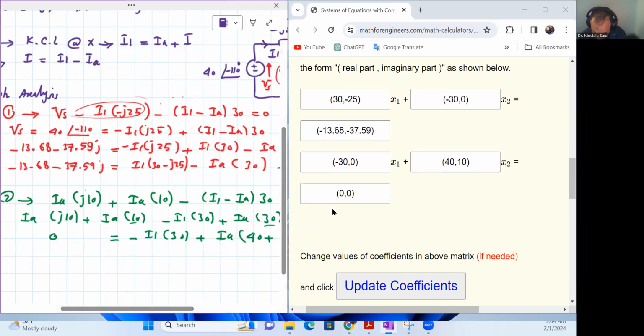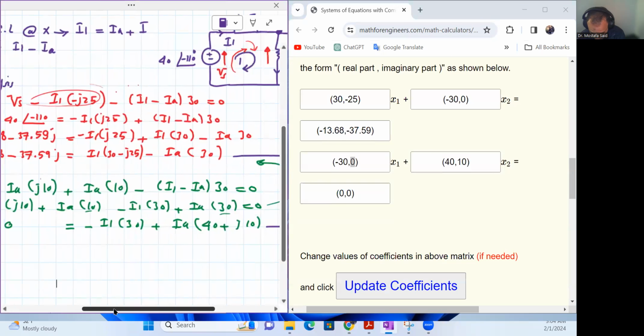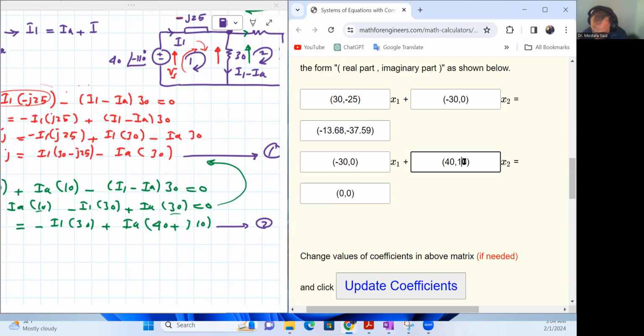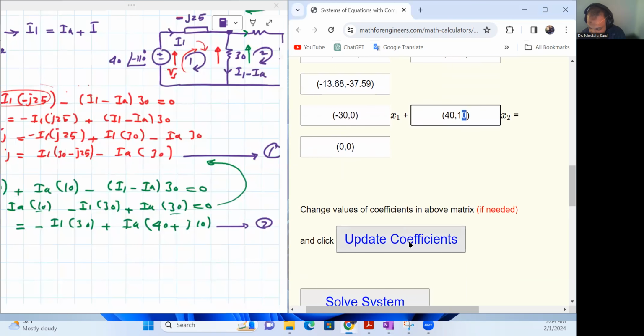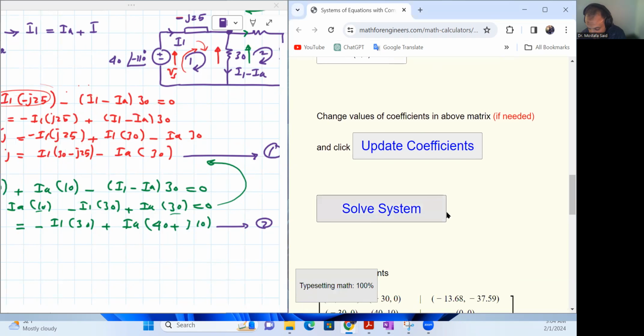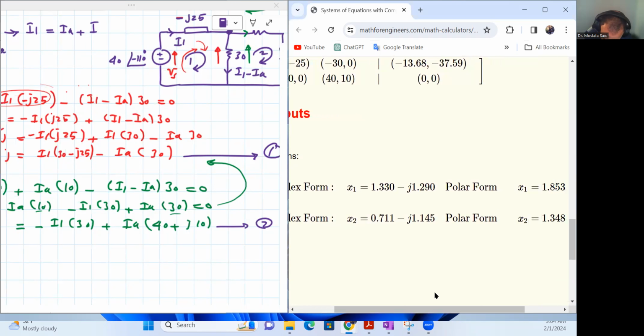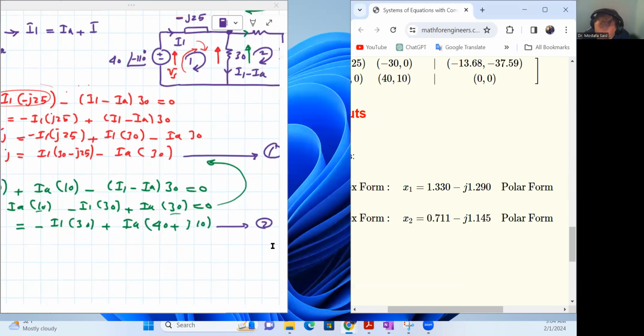Now the second equation. The second equation is easier. The constant part is 0, 0. The I1 coefficient is minus 30, and there is no imaginary part. And the IA coefficient is 40 plus J10, so 40 is the real part and 10 is the imaginary part. Then we fill in the coefficients, solve the system, and it gives you the answer here. Actually, I can copy and paste, but let's write it down.